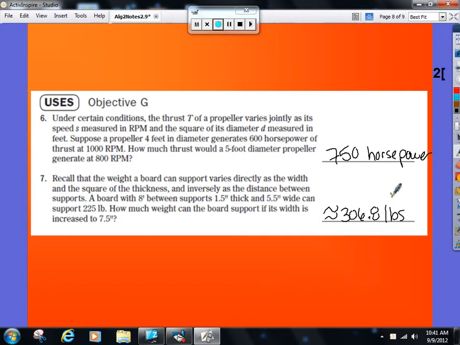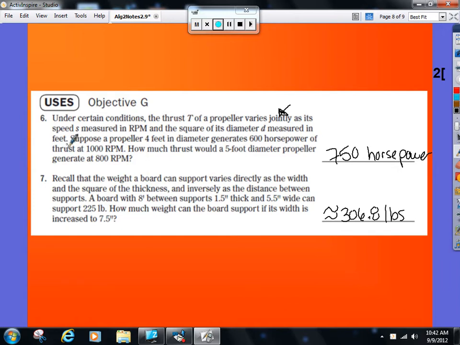Under certain conditions, the thrust of a propeller varies jointly, remember jointly means directly, as its speed s measured in RPM and the square of its diameter d measured in feet. Suppose the propeller, and so on. These can sometimes be overwhelming when you look at it. There's a lot of words here and a lot of information. Just notice, as soon as you see varies jointly, first thing I want to do is come up with my equation. So I stopped reading after I figured out where my equation was.